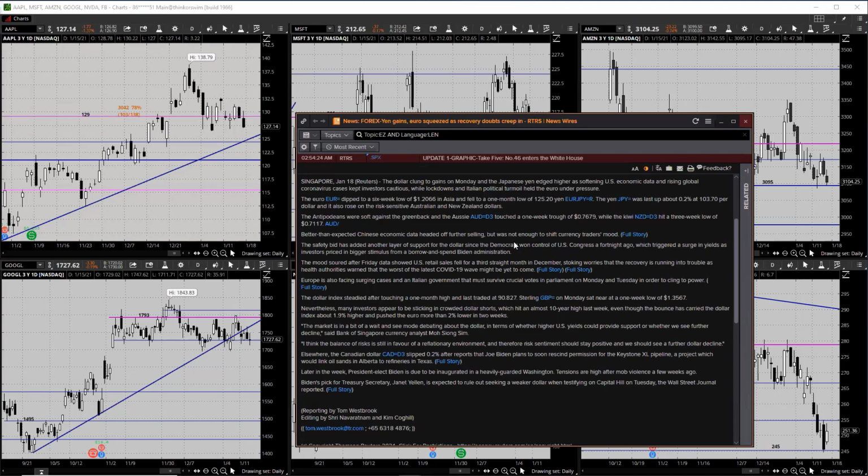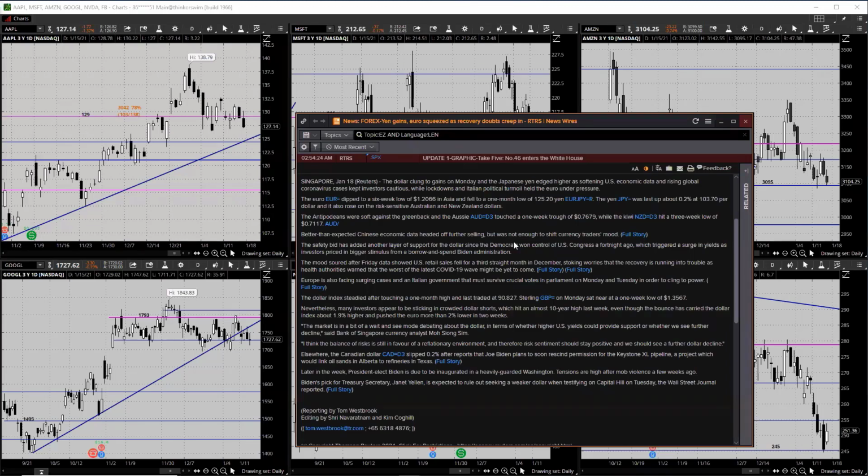The dollar index steadied after touching a 1-month high and traded at 90.82. Sterling sat near a 1-week low of 35.67. Nevertheless, many investors appear to be sticking with crowded dollar shorts, which had hit almost a 10-year high last week, even though the bounce has carried the dollar index 1.9% higher.